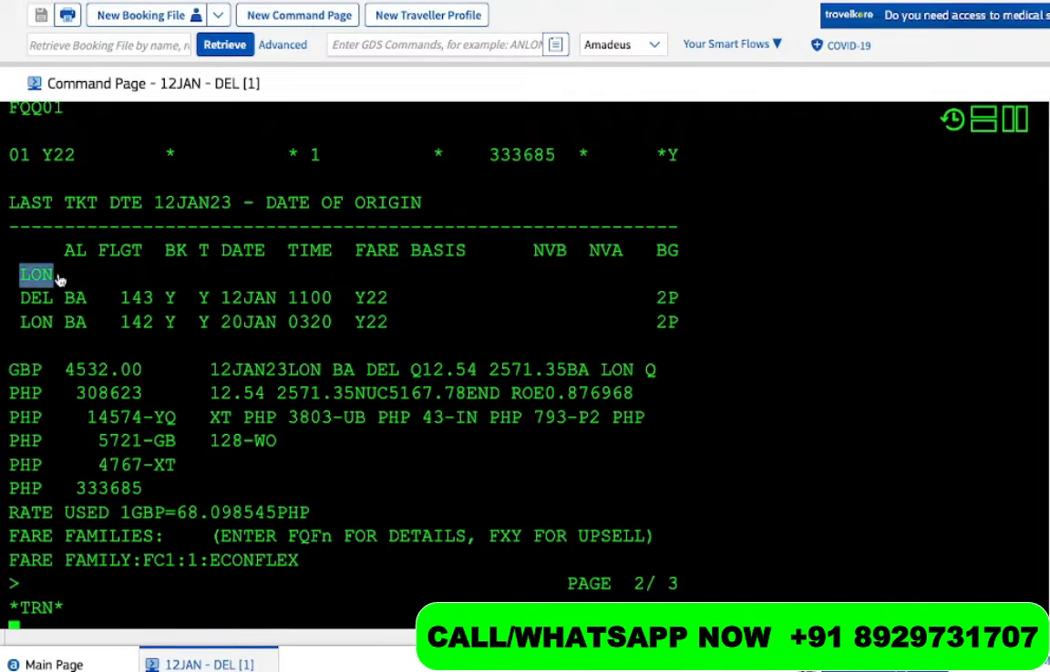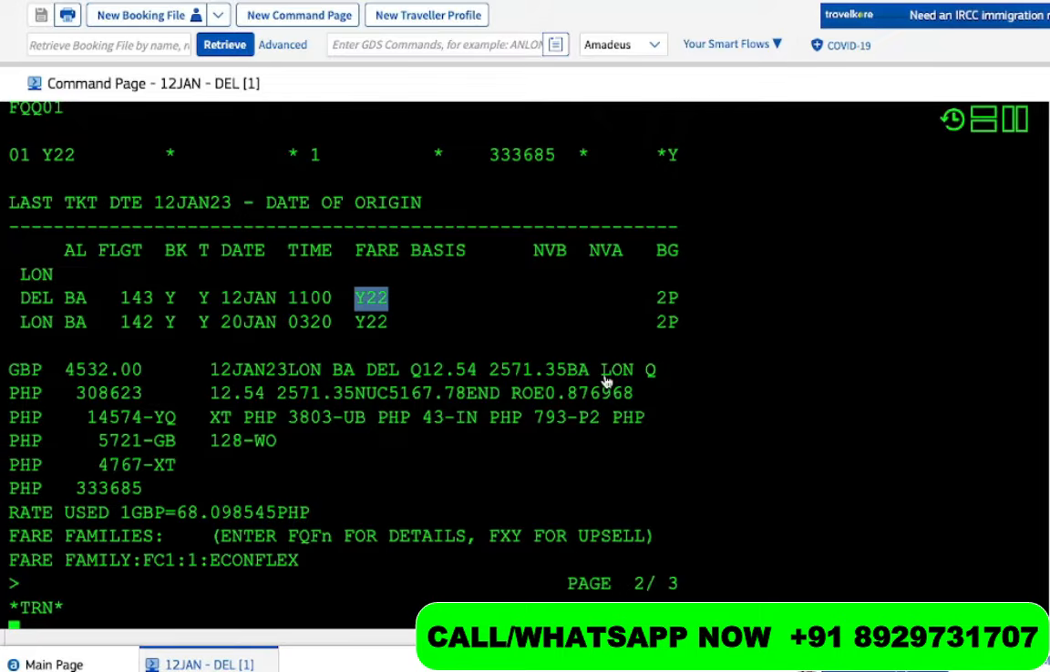Flight departs from London, it goes to Delhi, and from Delhi it comes back to London. Now if you see, this is a very simple itinerary. There is nothing complicated here. The first flight is British Airways BA143, and it is Y class, leaves on the 12th of January. Time is 11 AM, and this is the fare basis Y22.